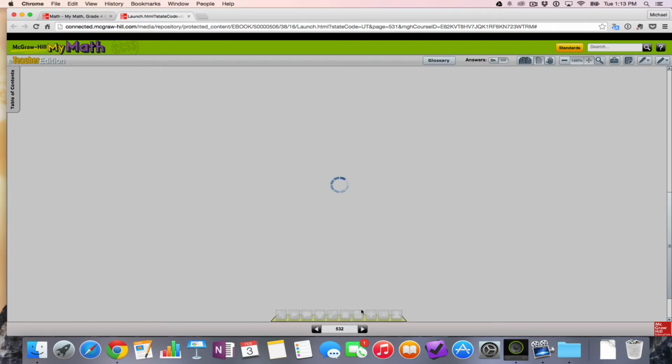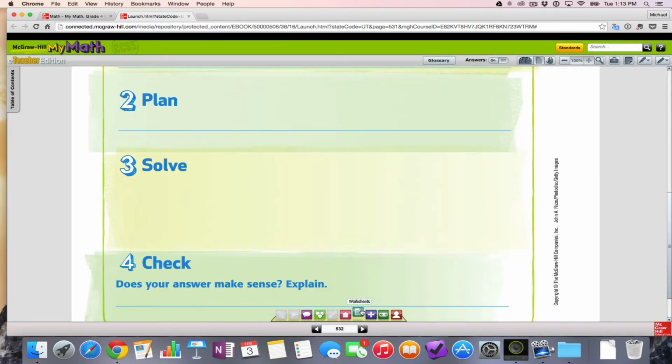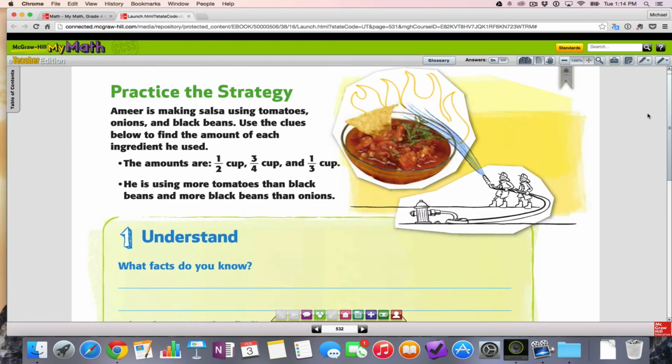In order to solve that, you did need to know basically which fraction was biggest and which is smallest. Looking at the next example problem, it says Amir is making salsa using tomatoes, onions, and black beans. Use the clues below to find the amount of each ingredient he used. So the amounts are 1/2, 3/4, and 1/3.